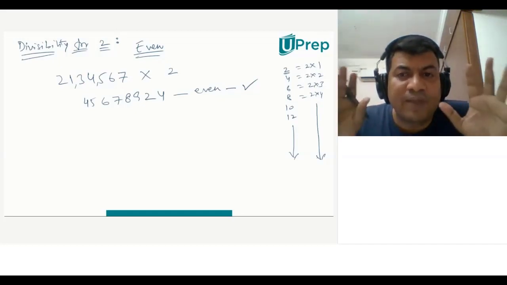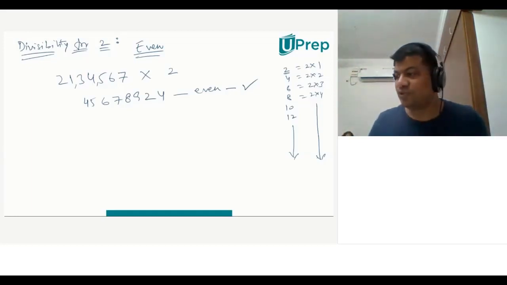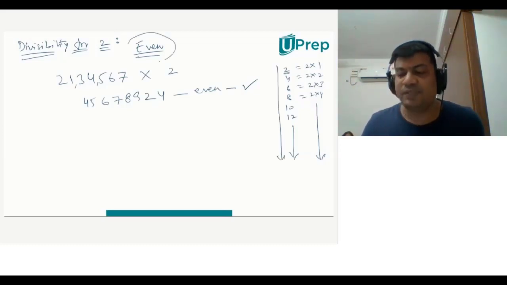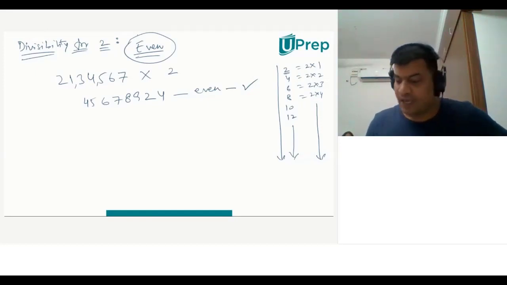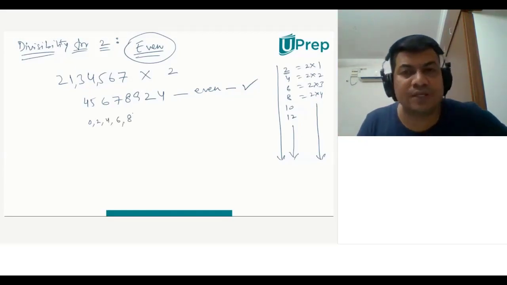We are just not remembering. We are understanding the logic behind it. Why is it divisible by 2? It's divisible by 2 because if you keep adding those, all even numbers will be divisible by 2. But as a definition, what you learn at school is that any number that ends with 0, 2, 4, 6, and 8, that's how it is taught in school.